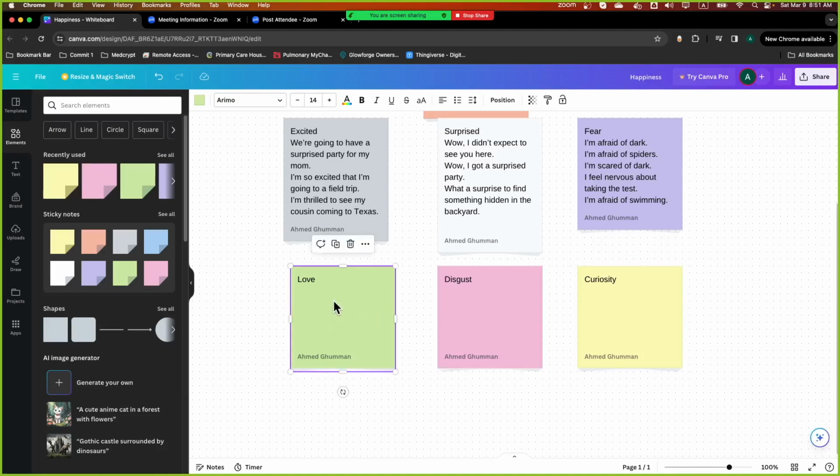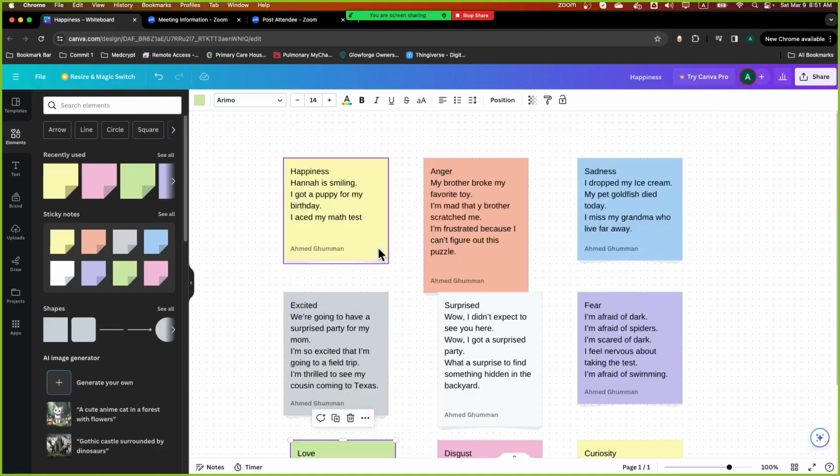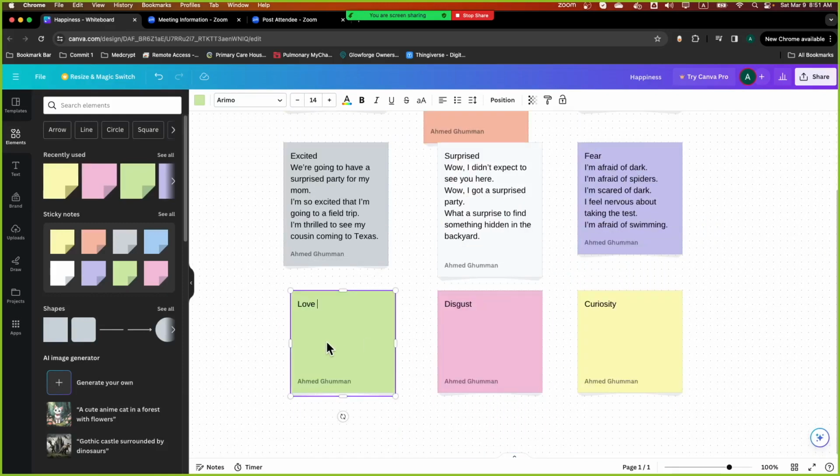We have three more buckets to finish. We have no idea about love. Okay, yeah. So love is gonna be like I feel so happy or so special. Someone hugged me. That kind of emotion is gonna go in there. So we can say I love spending time.